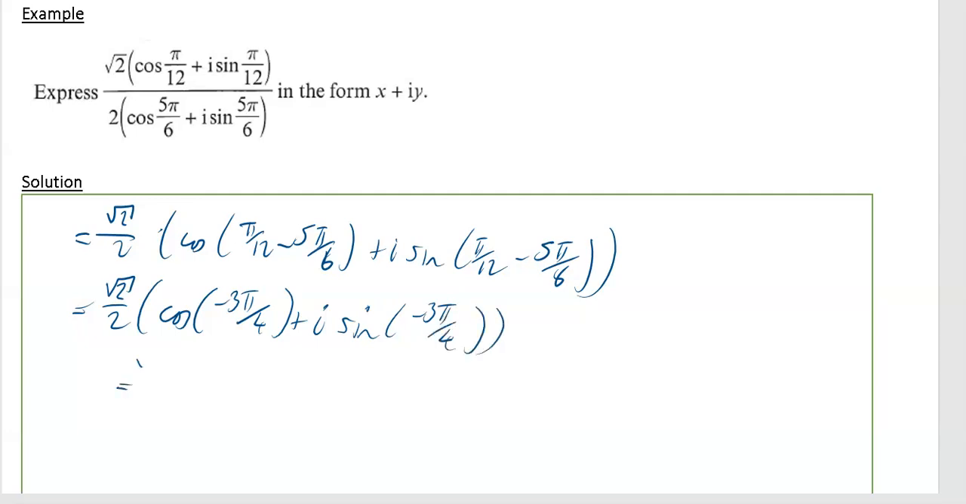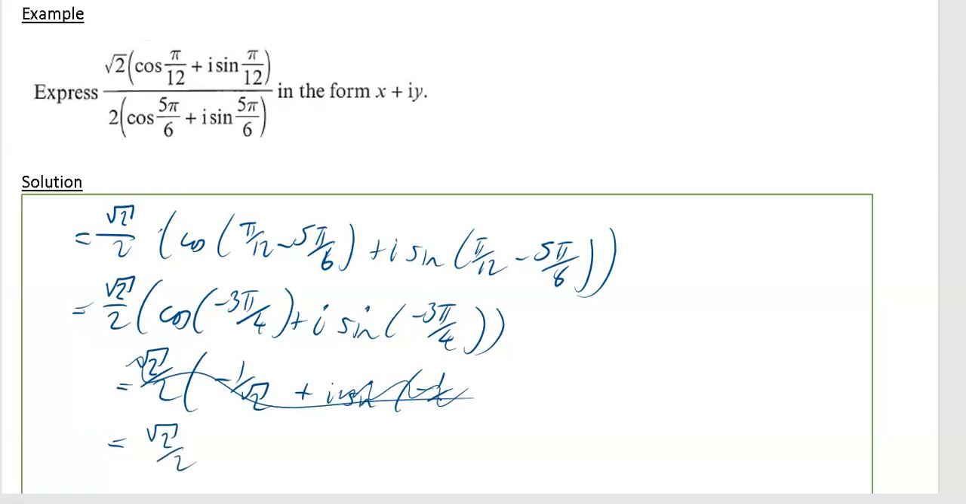The modulus outside is still root 2 over 2. Inside, you have your calculator in radians mode, of course, and then do cos of minus 3 pi over 4, and that will give you minus 1 over root 2. Get rid of that line, I'll tidy it up in the proper notes. That's going to be equal to root 2 over 2 times minus 1 over root 2 plus i, and then sine of minus 3 pi over 4 is going to be minus 1 over root 2 as well.